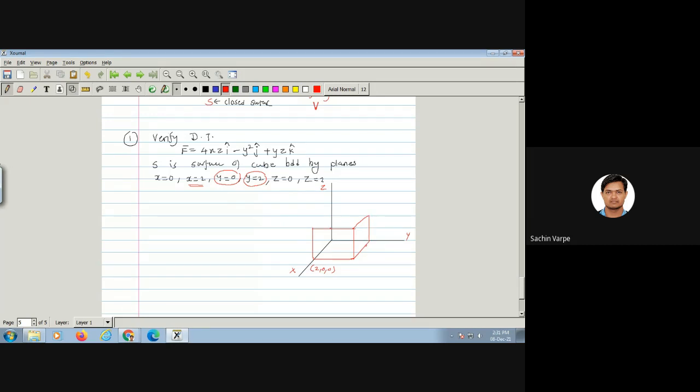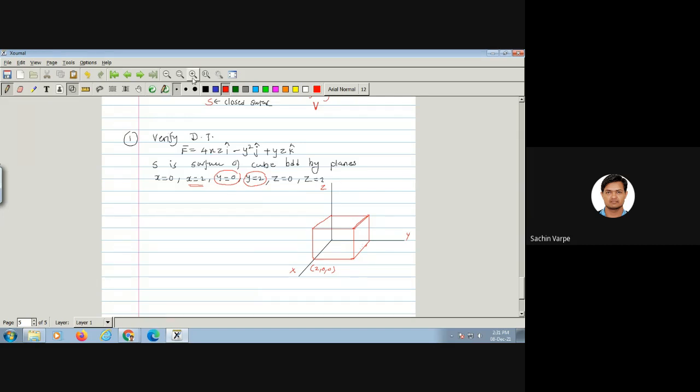Right? This is y equal to 2, na? Then z equal to 0 means which plane? XY plane, that is bottom plane. And z equal to 2 means this top plane, top surface of this cube.